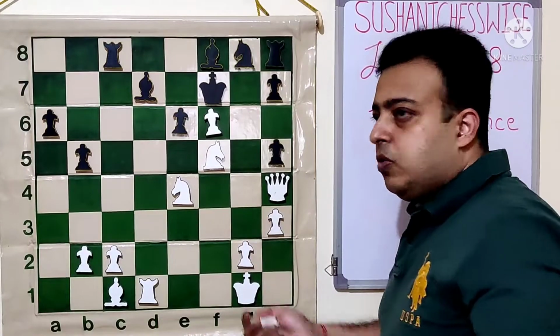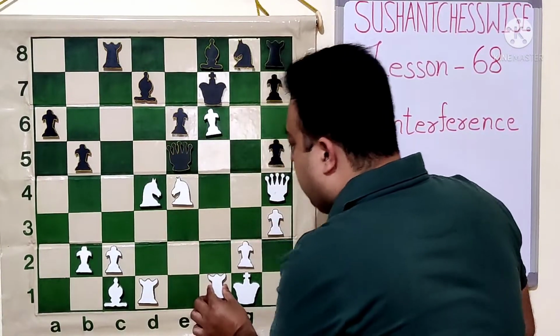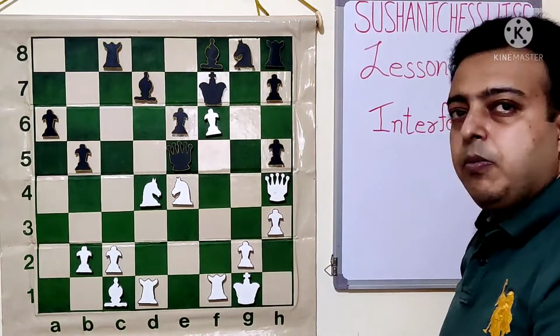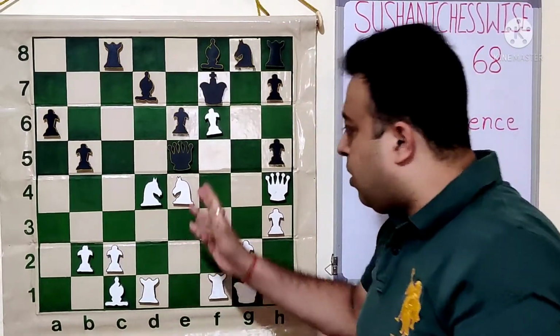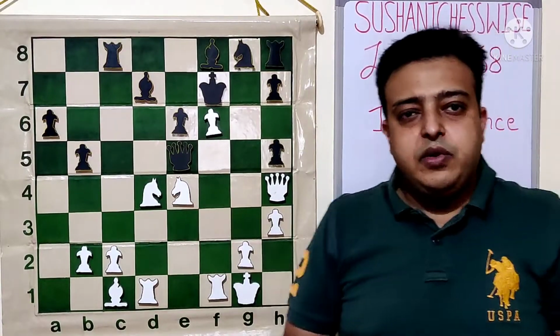So the move rook f5 gives an easy winning position to white. Okay, so this was all about the topic of interference.